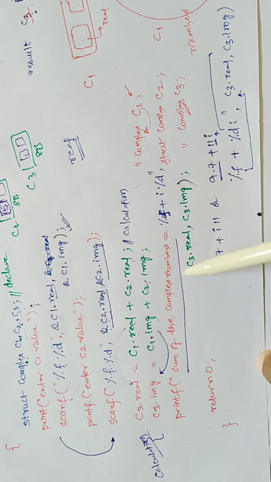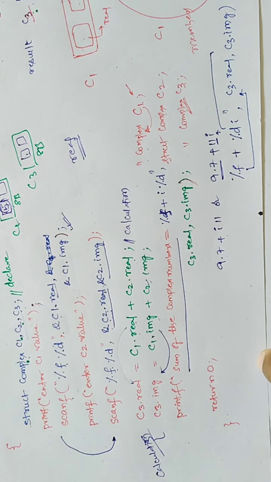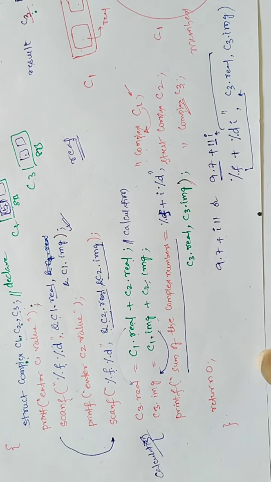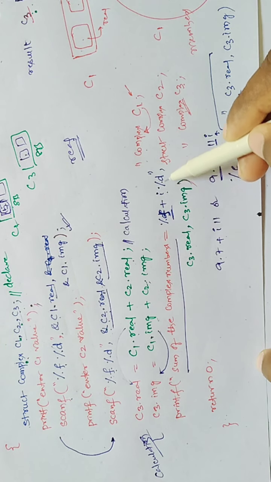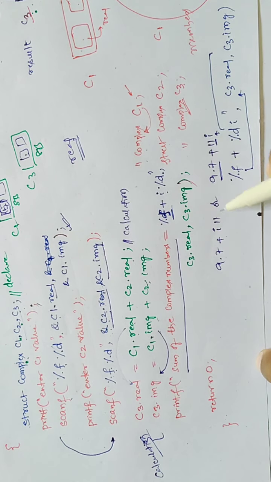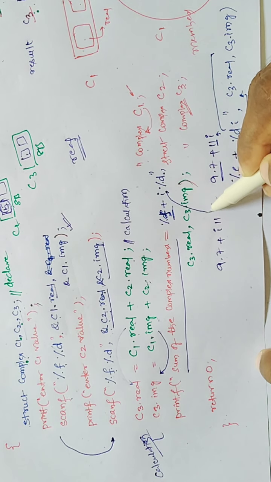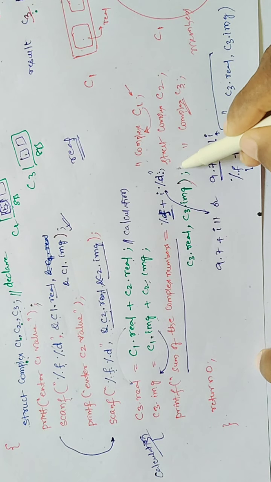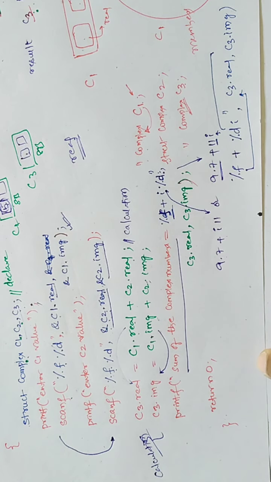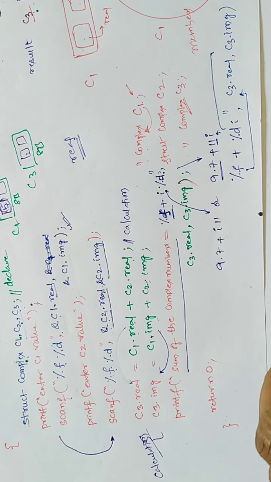That's what I did exactly. The sum of the complex numbers is percentage f plus percentage d followed by i. If I follow this structure, it will be printed. This is how we can apply the structures concept on different data elements.